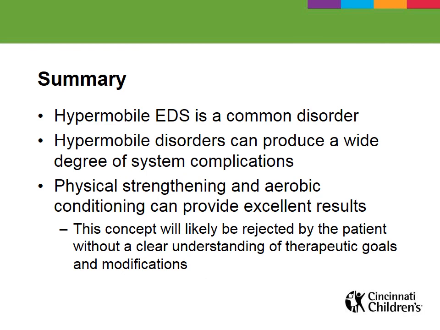To summarize, hypermobile Ehlers-Danlos and its related hypermobile disorders are common conditions, and these can produce a wide degree of systemic complications. However, if we understand these complications as a series of feedback loops that are impaired, we can get a better understanding of how this system is actually functioning. To address those feedback loops, what we have to achieve is physical strengthening and aerobic conditioning. And this has been able to provide excellent results for our patients.